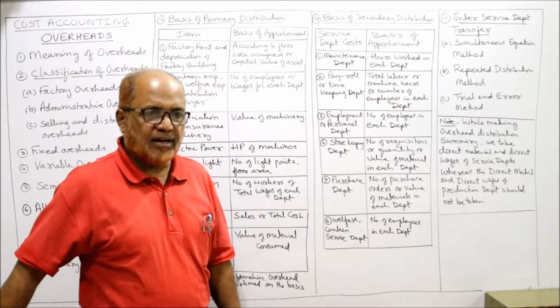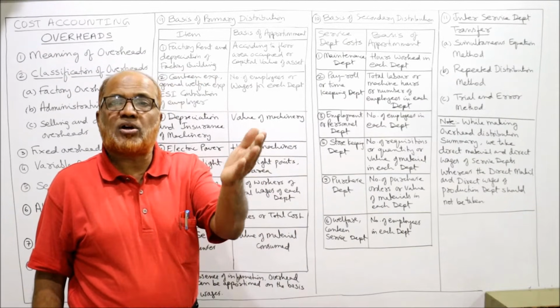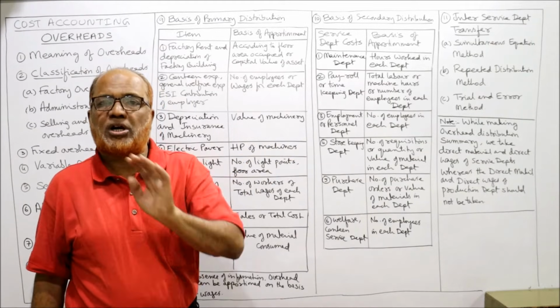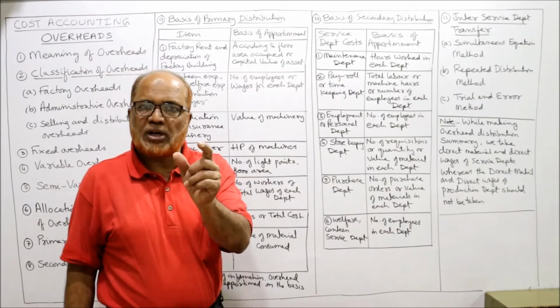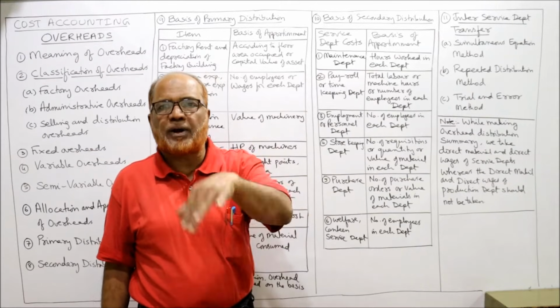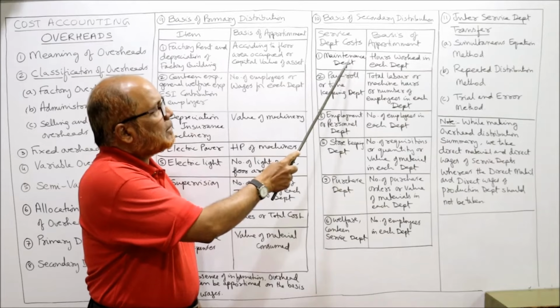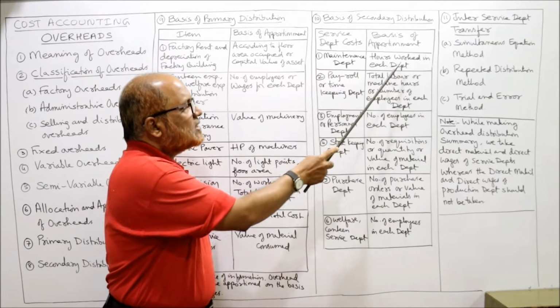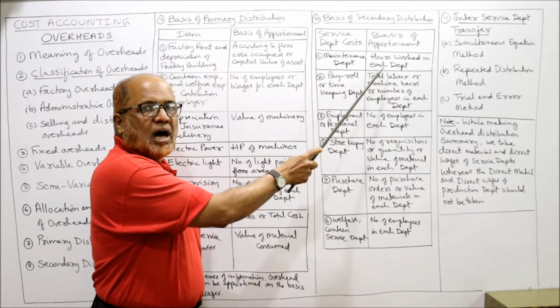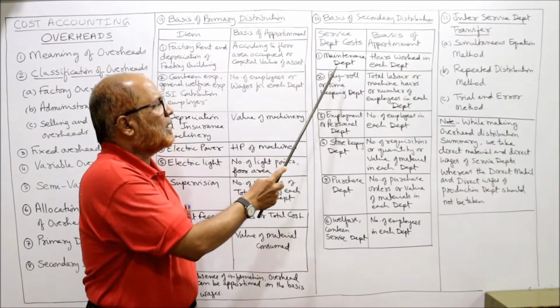नाउ बेसिस ऑफ सेकेंडरी डिस्ट्रीब्यूशन. अब सेकेंडरी डिस्ट्रीब्यूशन, रीअपोर्शनमेंट ऑफ सर्विस डिपार्टमेंट टू प्रोडक्शन डिपार्टमेंट. सेकेंडरी डिस्ट्रीब्यूशन का मतलब होता है रीअपोर्शनमेंट ऑफ सर्विस डिपार्टमेंट टू प्रोडक्शन डिपार्टमेंट. अब इसके लिए बेसिस क्या है? मेंटेनेंस डिपार्टमेंट अगर है तो आवर्स वर्कड इन ईच डिपार्टमेंट. आवर्स वर्कड इन ईच डिपार्टमेंट, दिस इज द बेसिस फॉर डिवाइडिंग मेंटेनेंस डिपार्टमेंट.